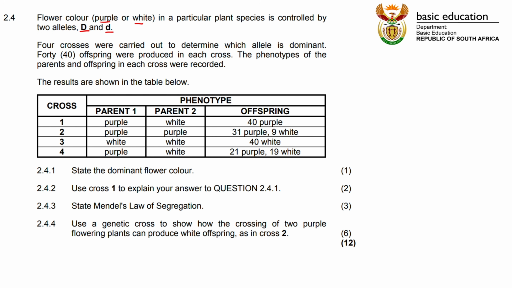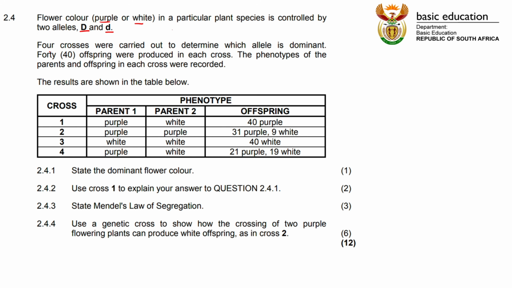Now, please note this. You have not been told that purple is being controlled by capital letter D and white by small letter d. You have not been told that. So do not make an assumption, first of all. If they had said respectively after writing the statement, you would know that capital letter D is controlling purple color, small letter d is controlling white color respectively. But none of that has been said. So you do not know which allele controls which flower color.